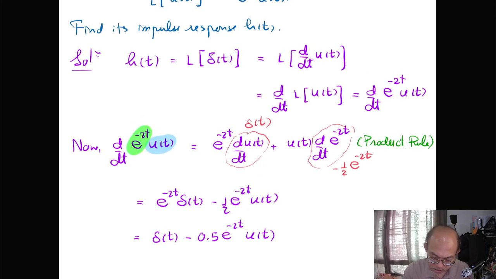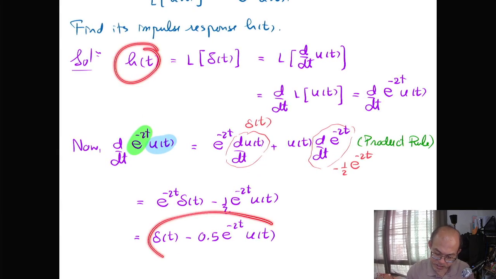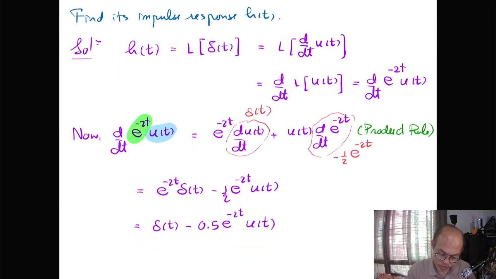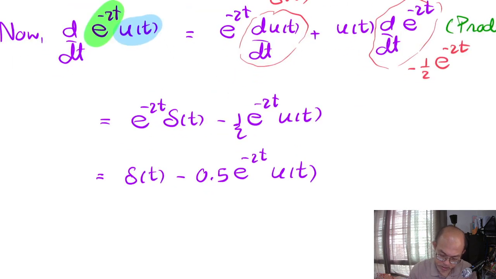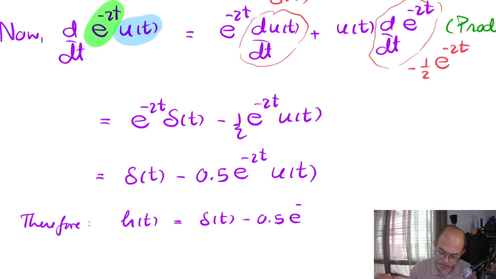So there we have the impulse response of this system, given by this expression. Therefore, the impulse response is delta t minus 0.5 e to the minus 2t u of t. That's the answer.